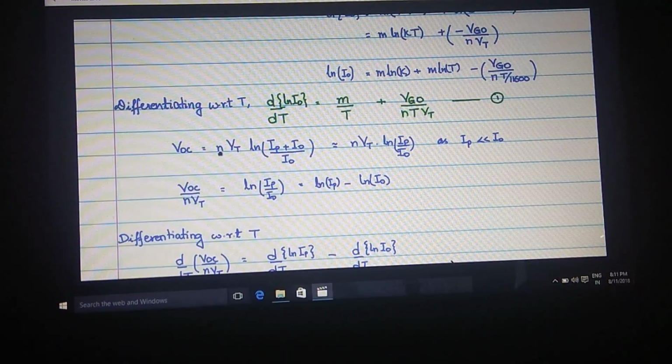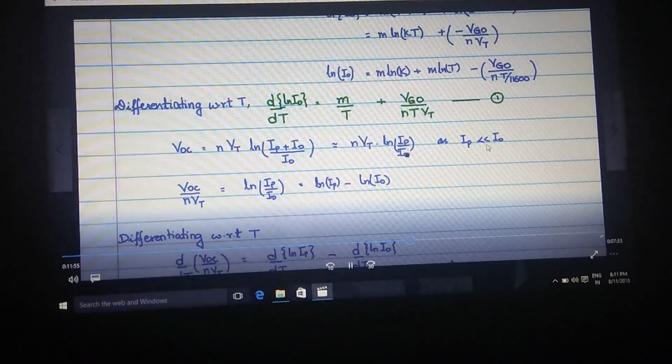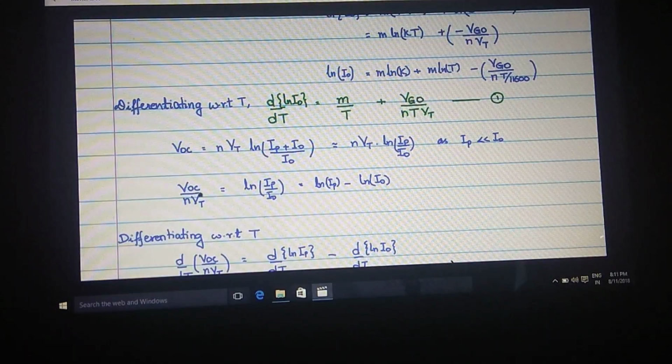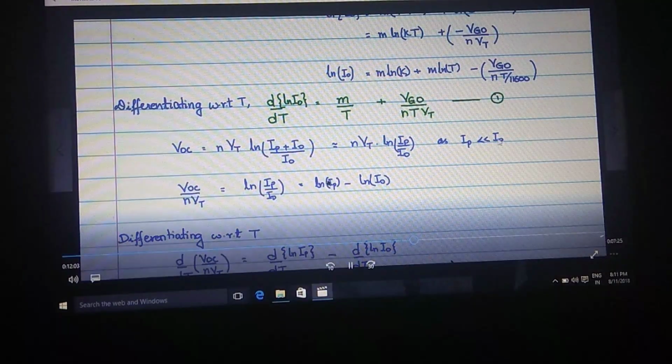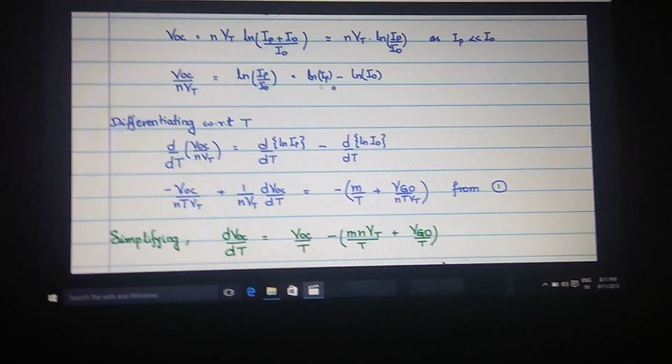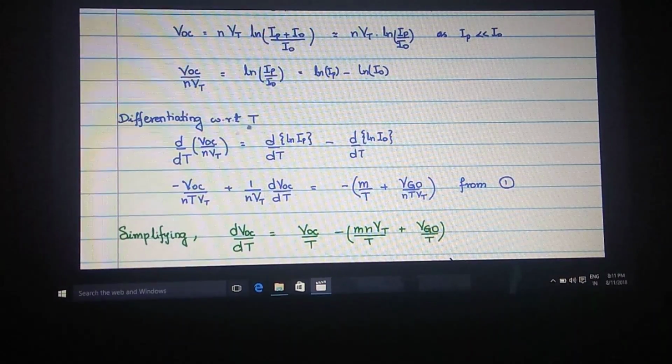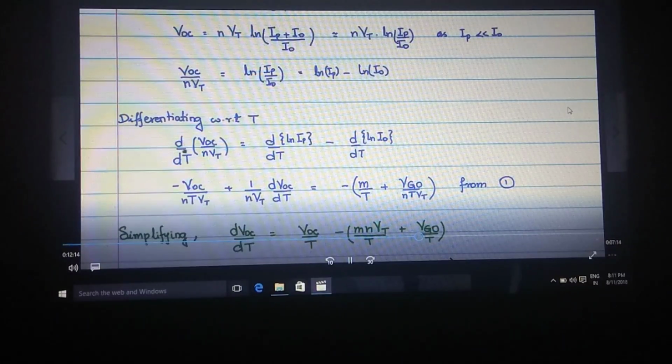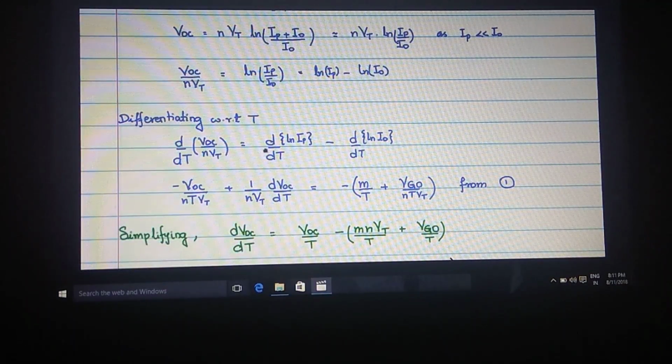We saw that VOC is equal to NVT, logarithm of (IP plus I naught) by I naught. And if we take IP much greater than I naught, we will see that it is equal to NVT log of IP by I naught. And this is the relationship that follows as the next step. Now differentiate that. Differentiating this equation with respect to temperature, you get d by dt of VOC equals NVT, d by dt of log of IP minus d by dt of log of I naught.